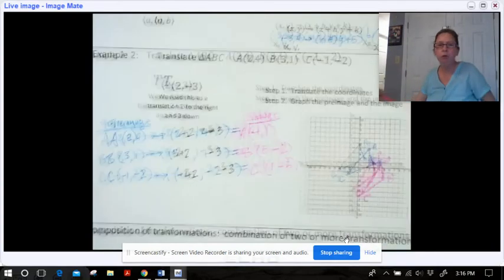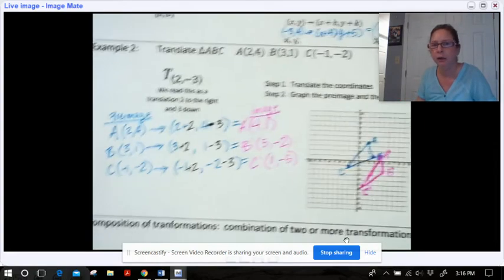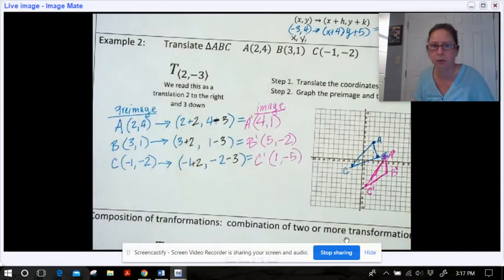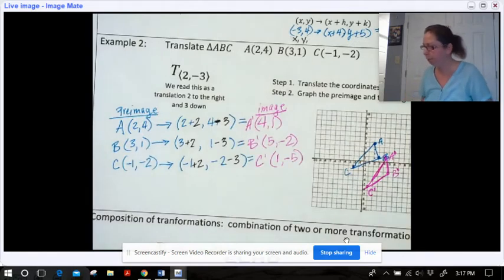Okay. So I had my image and I had my pre-image. And I used the vector. So the big T stands for translate. Okay. The big T stands for translate.